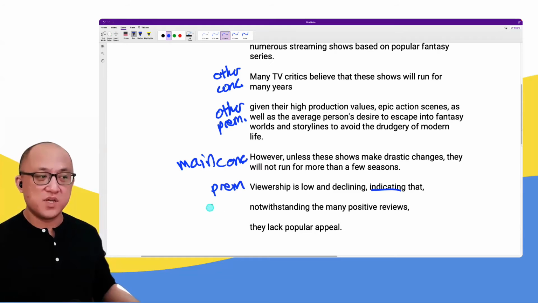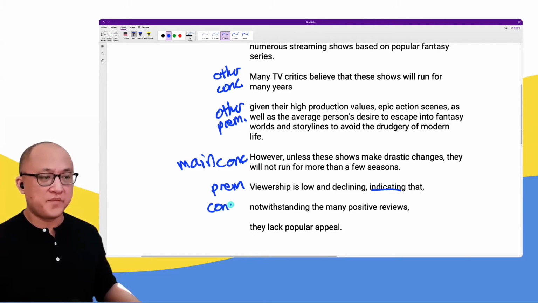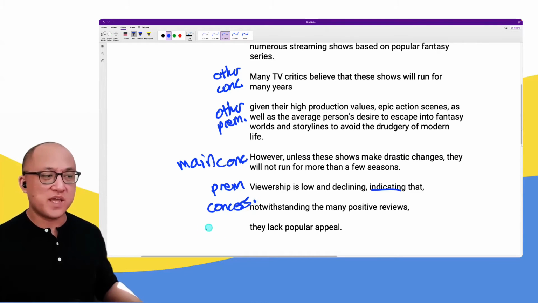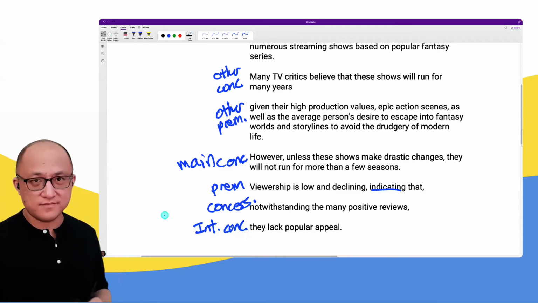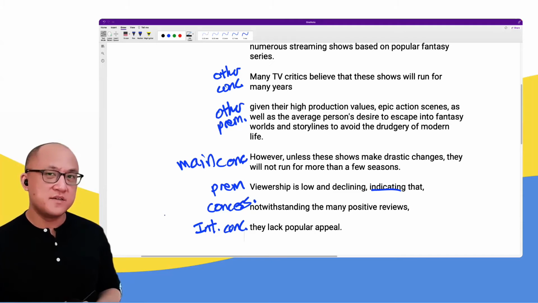This part in the middle, notwithstanding, by the way, that phrase notwithstanding, that's often a concession indicator. Concession, I should probably write concede, but I'll write concess. And then finally we have an intermediate or subsidiary conclusion. Okay, so any questions about that?